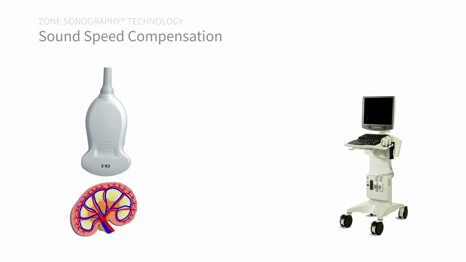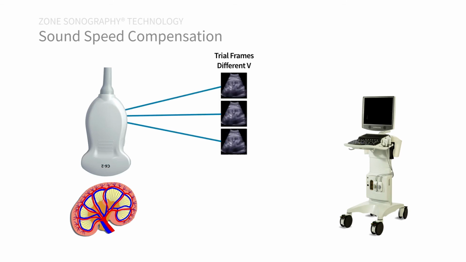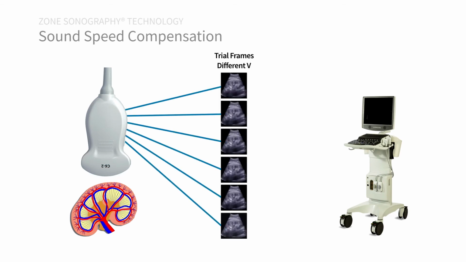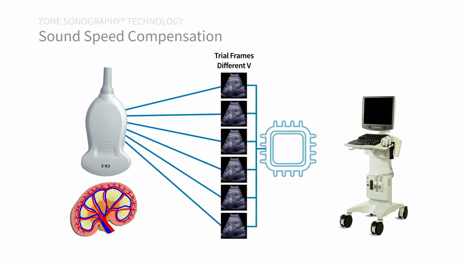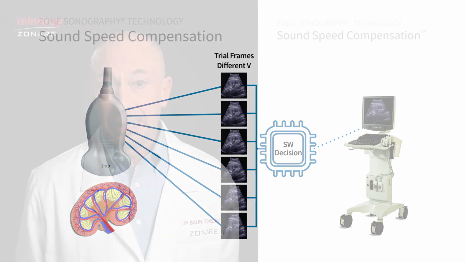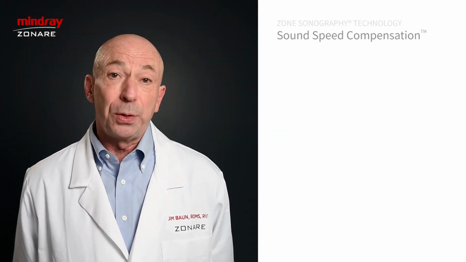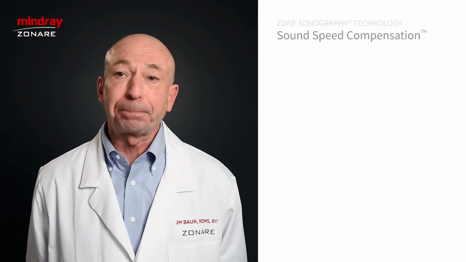Automated sound speed compensation begins with the acquisition of an acoustic data set from the human body. This data set is then sent to channel domain memory, where advanced software algorithms create a series of trial frames, each one constructed assuming a slightly different speed of sound. Smart onboard software then analyzes each trial frame and selects the frame with the best lateral resolution. The system is then recalibrated to this selected sound speed.